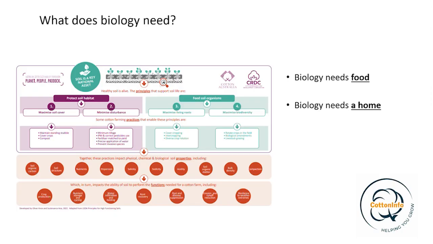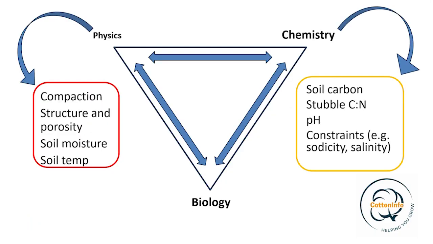What does biology need in a home? Well, it lives in the soil and it wants a good, well-structured home, which is porous. That porosity helps us hold moisture and hold oxygen because, again, biology is alive. It needs oxygen and it needs moisture as well. How can we influence that? We can think about these principles of soil health.